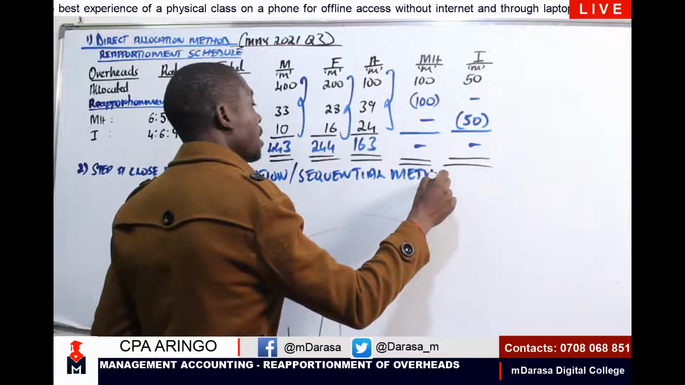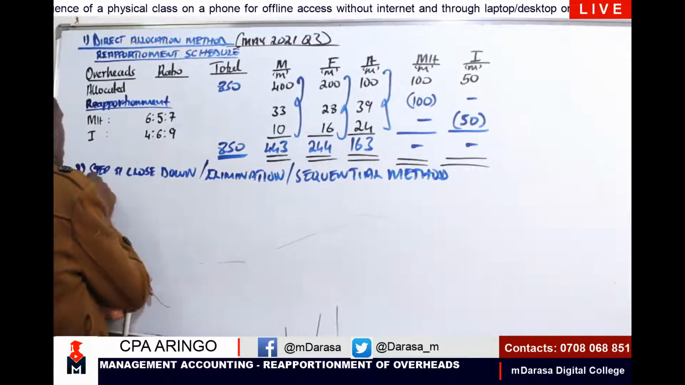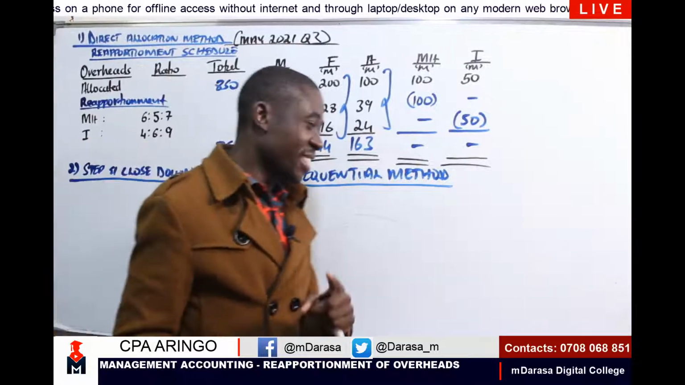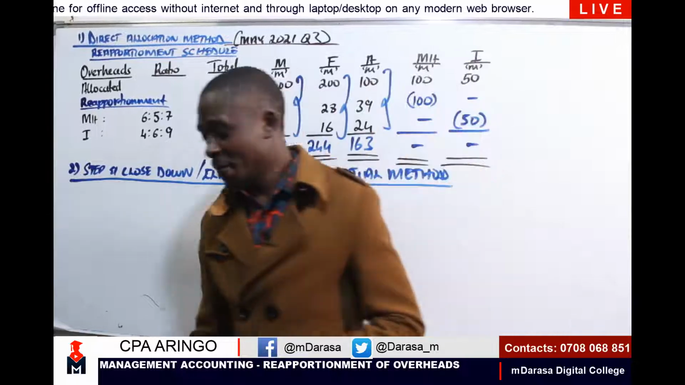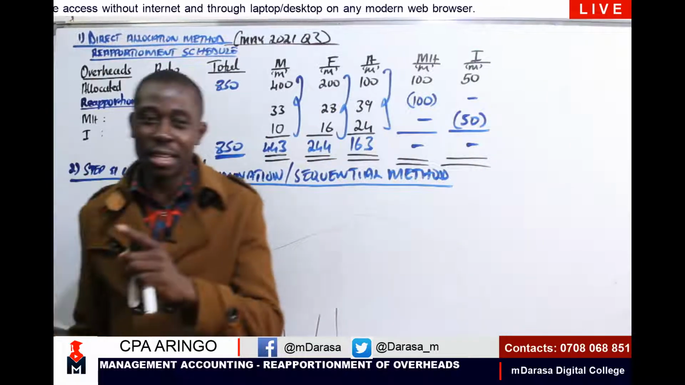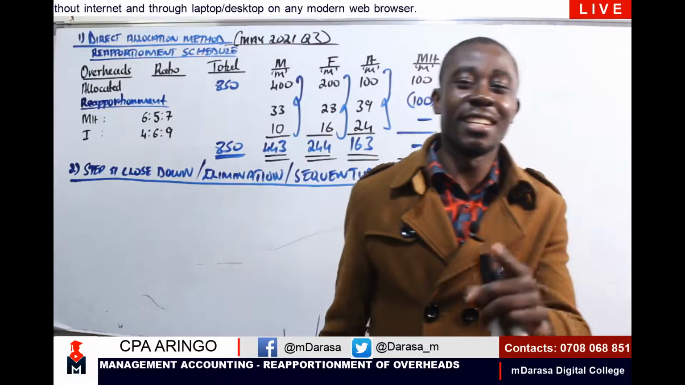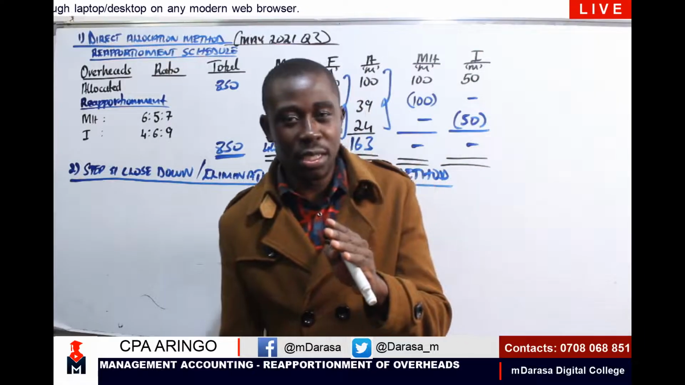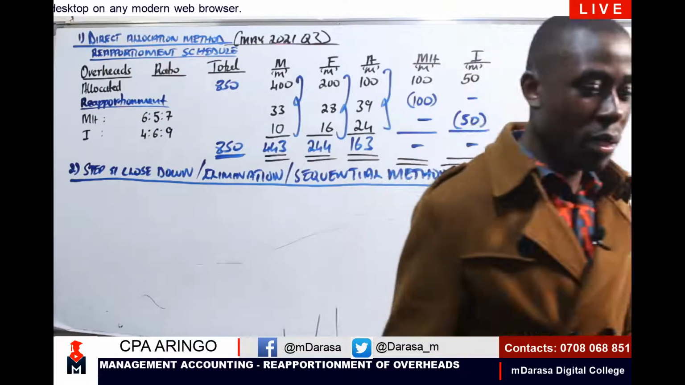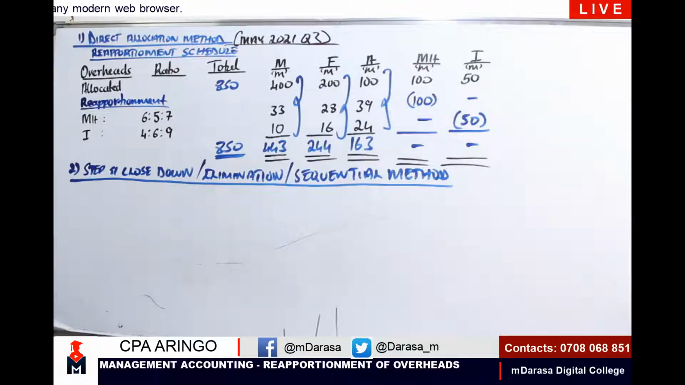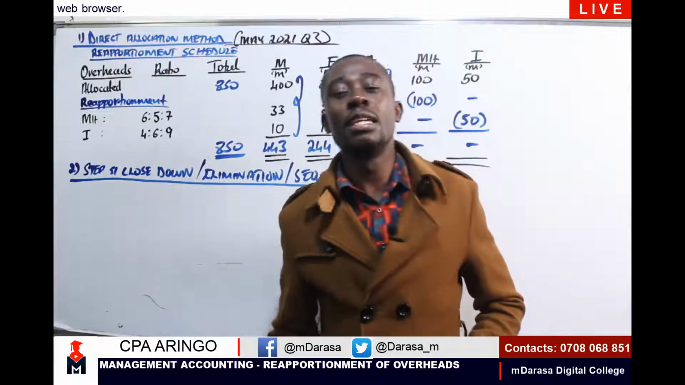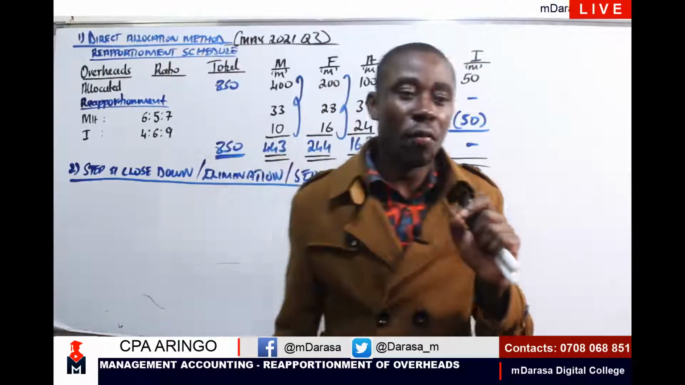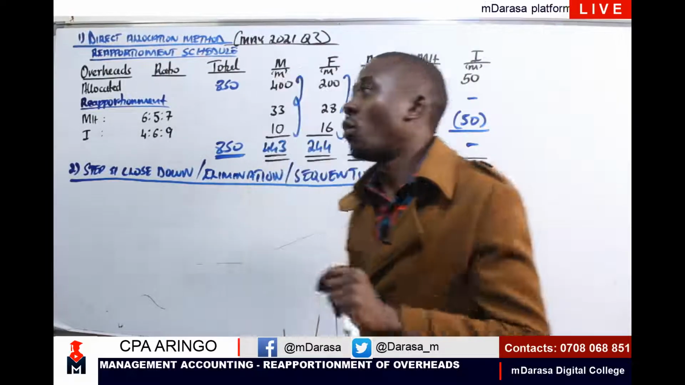All these are the terms that you can use to refer to our method number 2. It's a very interesting method, and it's also very easy. Because by now, we have the knowledge that whatever we are doing now is getting rid of our service department overheads. That is what should click at the back of our mind.